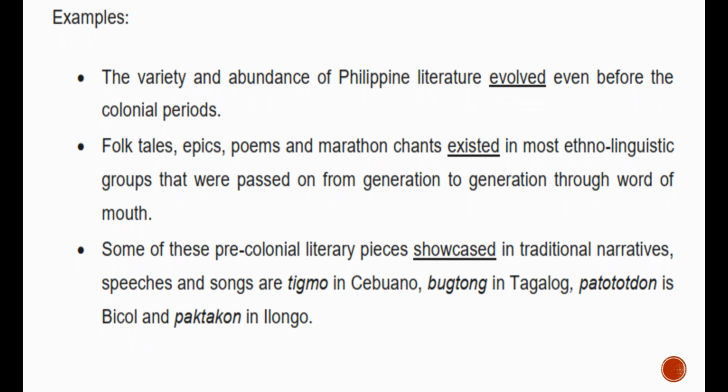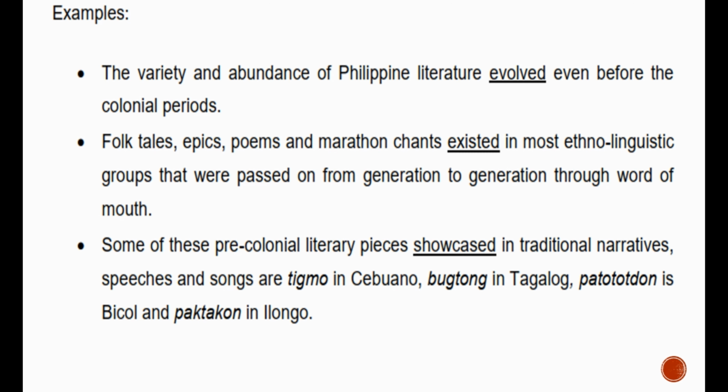Here are more examples of regular verbs. Repeat after me. The variety and abundance of Philippine literature evolved even before the colonial periods. Folk tales, epics, poems, and marathon chants existed in most ethno-linguistic groups that were passed on from generation to generation through word of mouth. Some of these pre-colonial literary pieces showcased traditional narratives, speeches, and songs, artigmo in Cebuano, bugtong in Tagalog, patutudon in Bicol, and paktakon in Ilonggo.